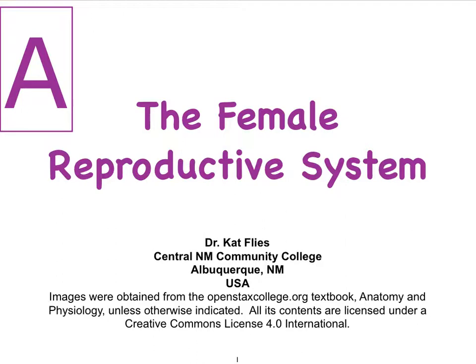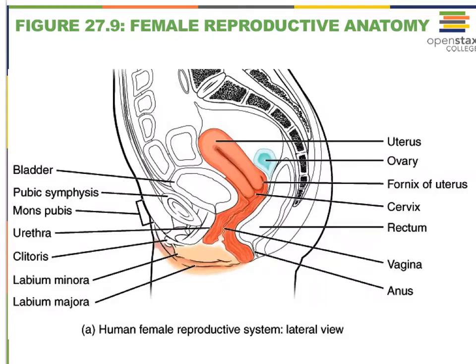We're going to start here with the videos on the female reproductive system, again divided up into videos labeled by A, B, C, D, etc. In this video A, we're going to focus on the external anatomy of the female reproductive system. Let's take a look at this mid-sagittal view of the female's reproductive system.